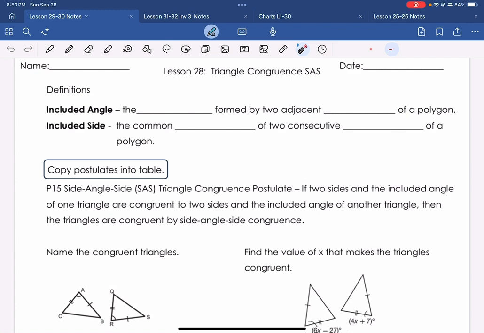Okay, so we have already discussed triangle congruence with side, side, side. Now we're learning a new triangle congruence called side, angle, side, SAS. So now we're going to go over some definitions. An included angle is the angle formed by two adjacent sides of a polygon. An included side is the common side of two consecutive angles of a polygon.